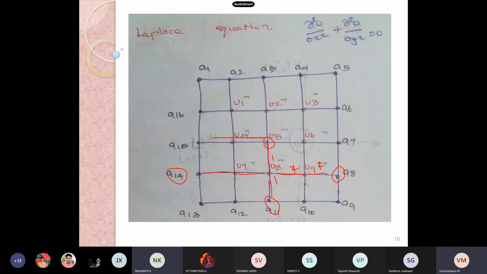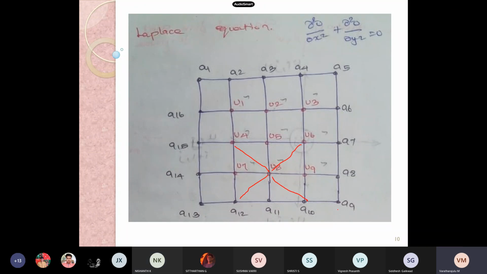Yes, sir. You should not take it like this. What you can do is either calculate by the standard 5-point formula, or calculate with the aid of the diagonal 5-point formula. Here there is a possibility for calculating U8 with the aid of the diagonal 5-point formula. See, here we know U4, U6, U12 and U8.